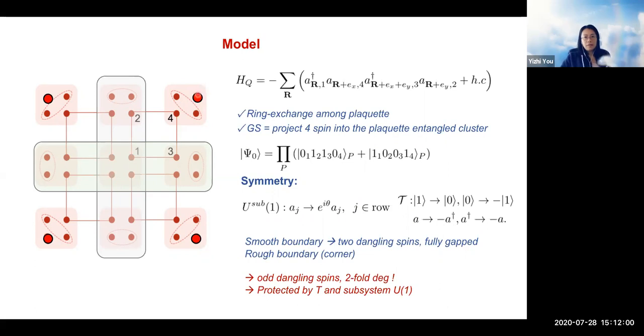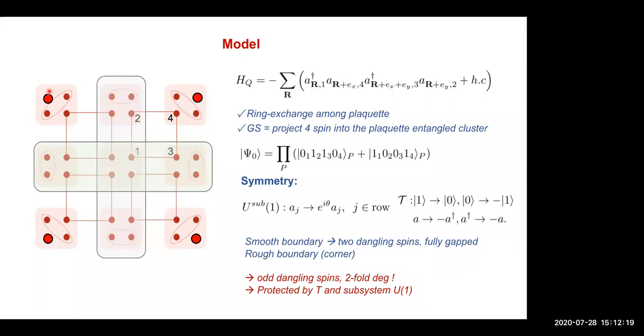So this is something like a higher order topological insulator, where your bulk degree of freedom is fully gapped and the smooth part of the boundary can also be gapped. However, at each rough boundary, or say the corner, there's a spin-1/2 zero mode with twofold degeneracy, which cannot be lifted.